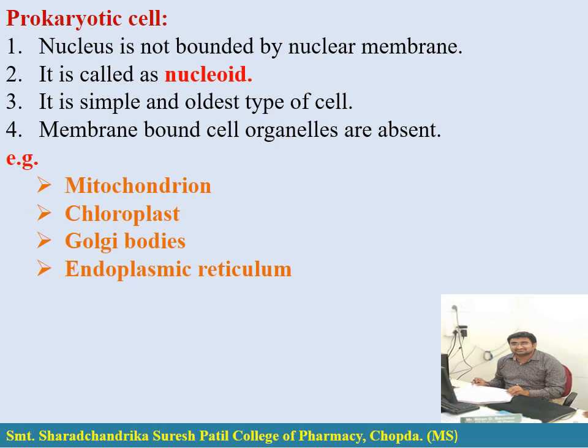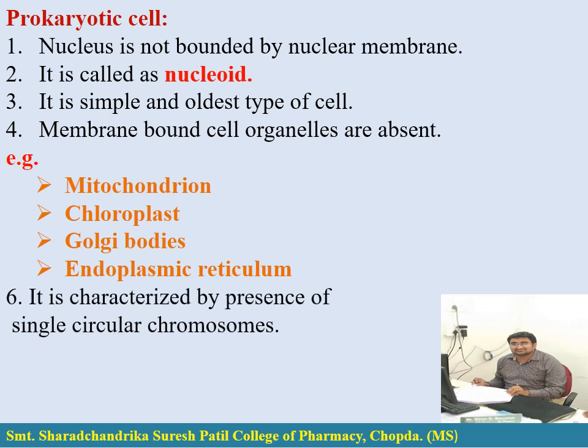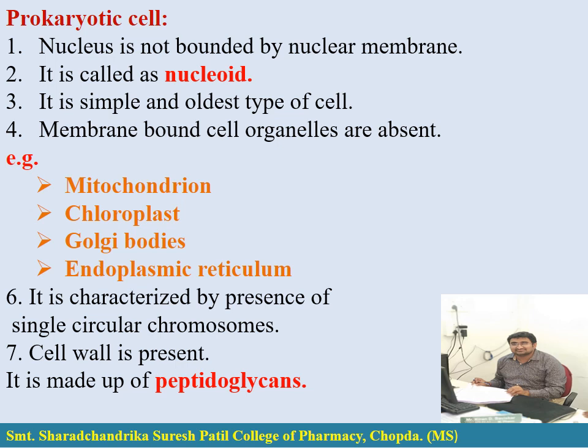Membrane bound structures are absent in a prokaryotic cell, and because of that it is a very simple cell. For example, mitochondria, chloroplast, Golgi bodies, endoplasmic reticulum. These are the different membrane bound structures which are absent in a prokaryotic cell. A prokaryotic cell is characterized by the presence of a single circular chromosome, and the cell wall is present and made up of peptidoglycans. So these are the basic properties of a prokaryotic type of cell.